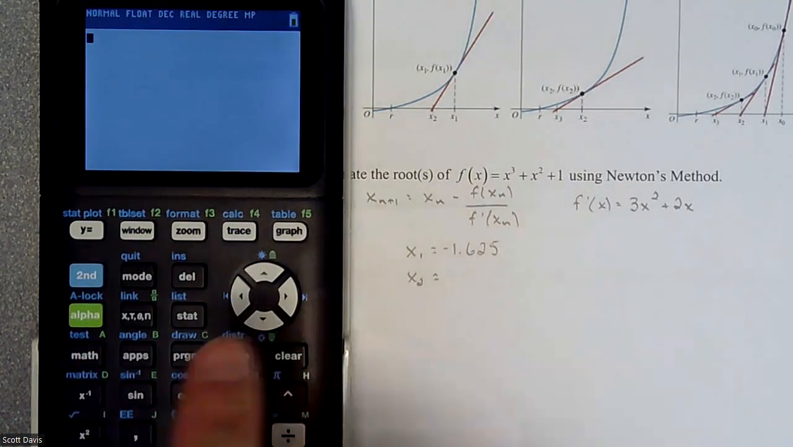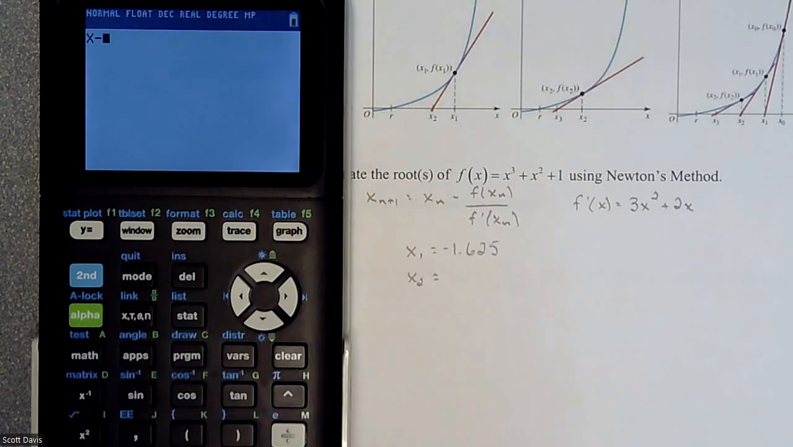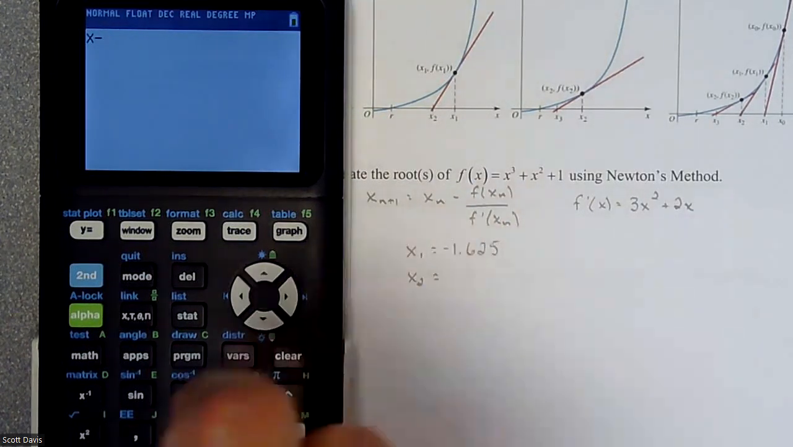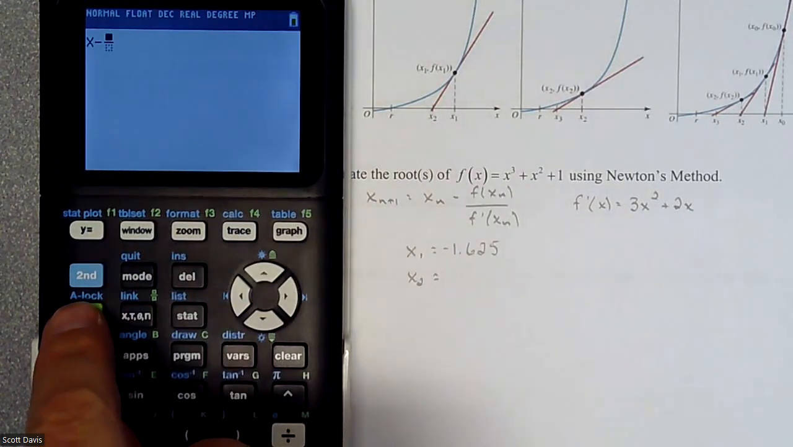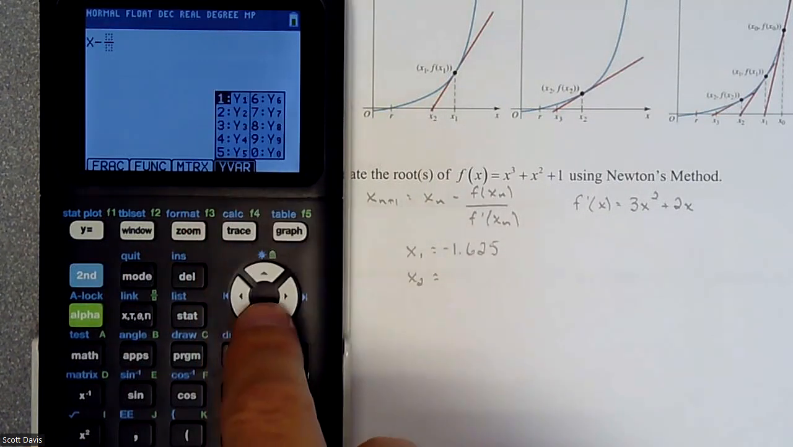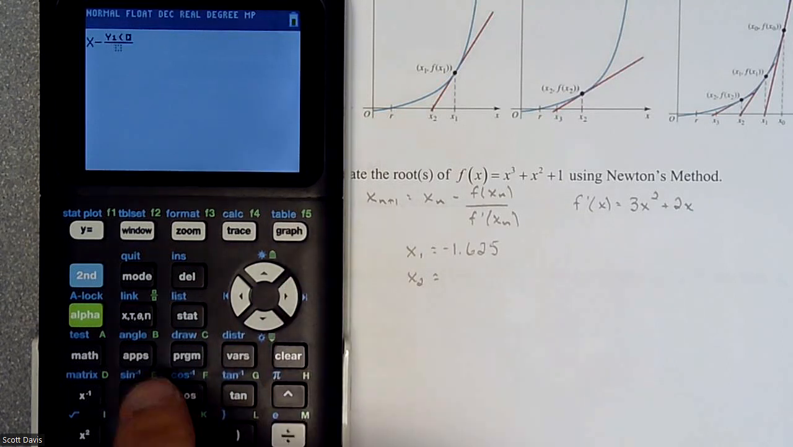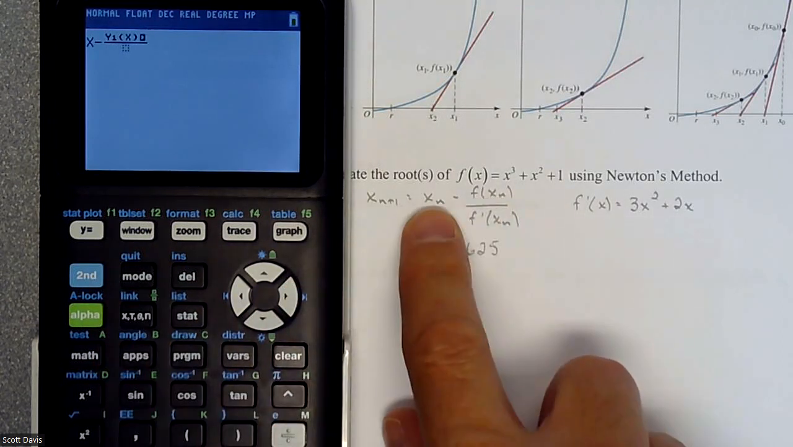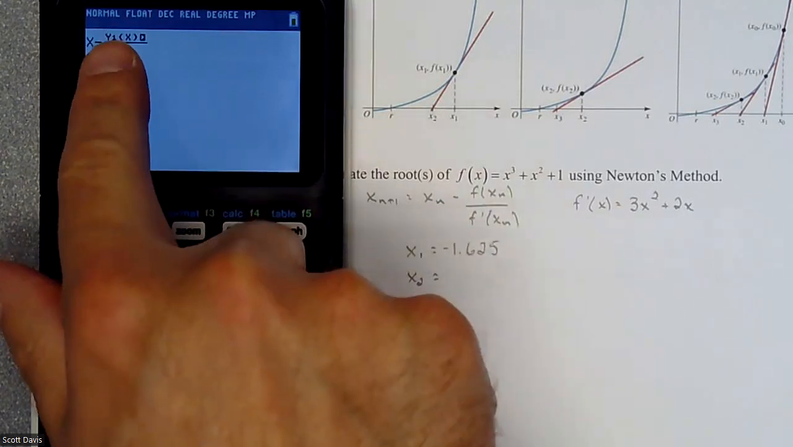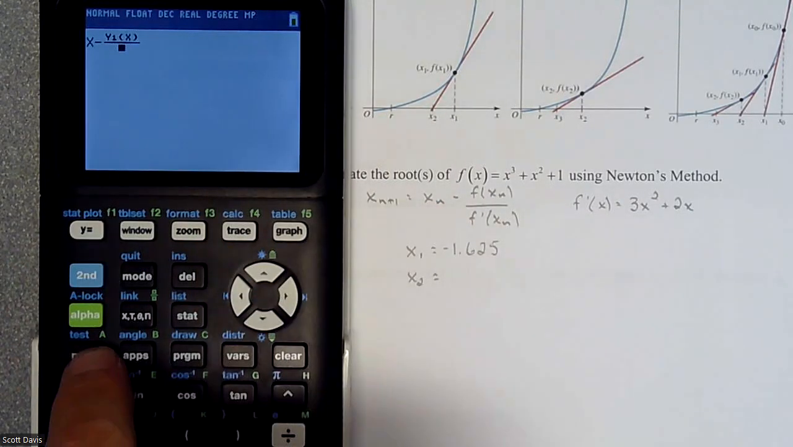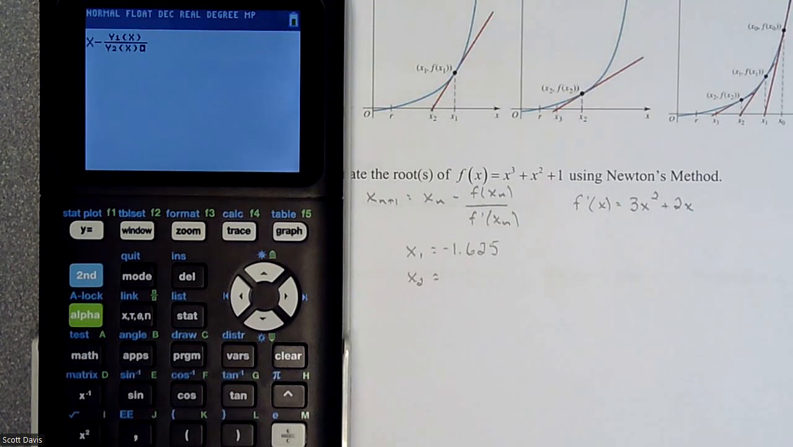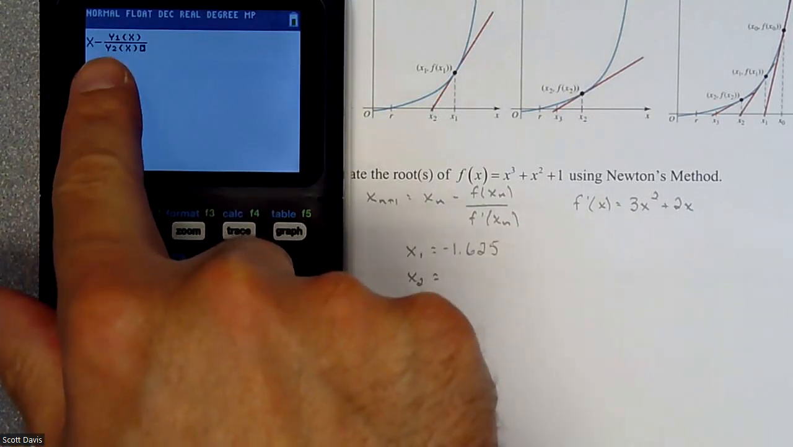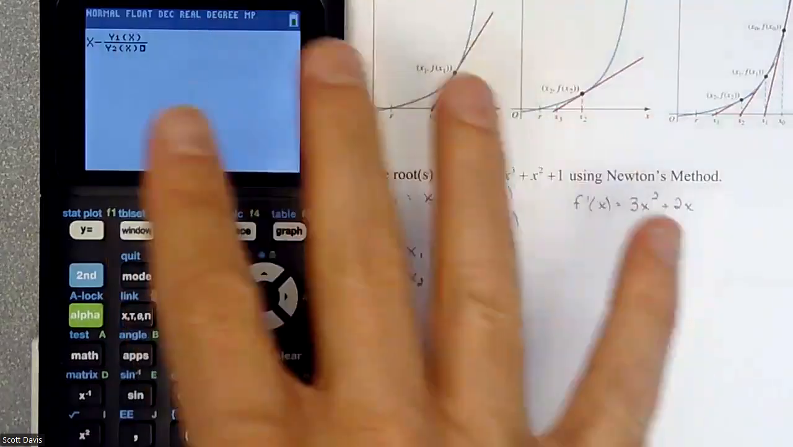And then I'm going to write x minus, then this as a fraction, that was my y1. So I'm going to do alpha F4, a nice shortcut to get my list of equations that I plugged in. So y1, and then at x. It's going to plug whatever I put in here into that function, and then divided by the y2 times at x. Right now, I don't know what I have x stored as, so it's going to give me potentially some value.